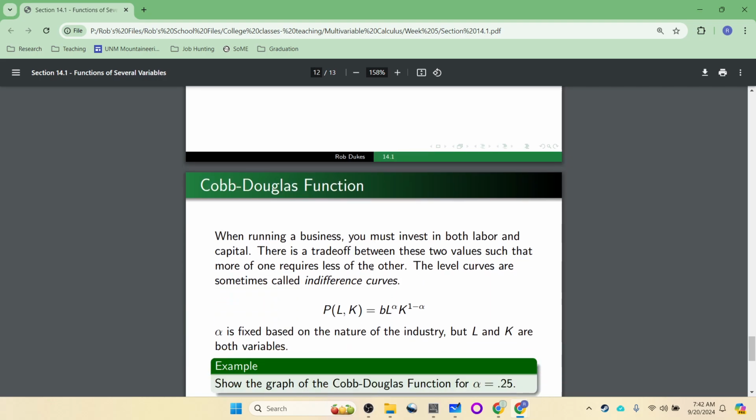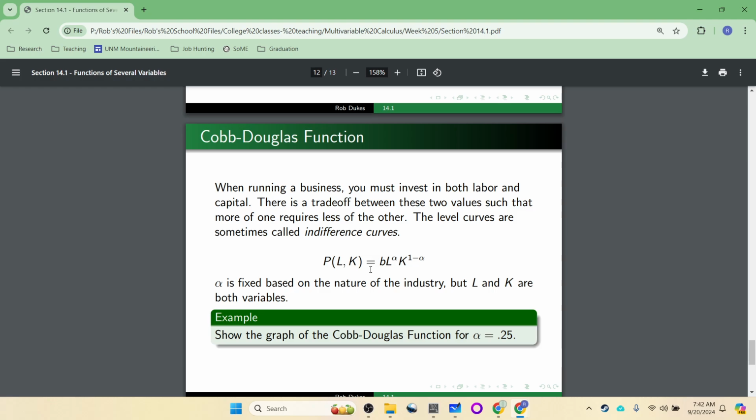One application that might come up, this is something in business, is investment in both labor and capital, and there's a trade-off between the two values. If you have more machines, you don't need as many people, but if you have more people, you don't need as many machines.